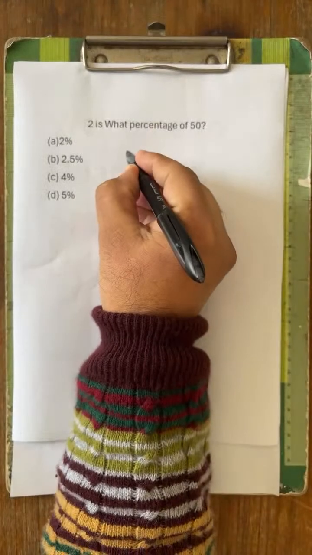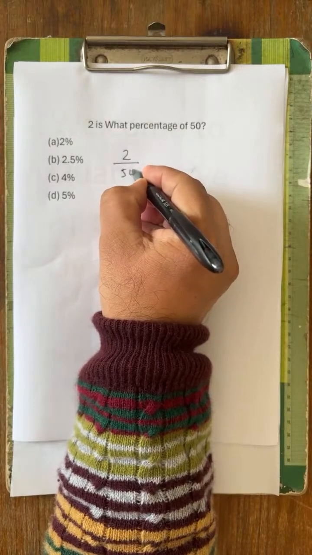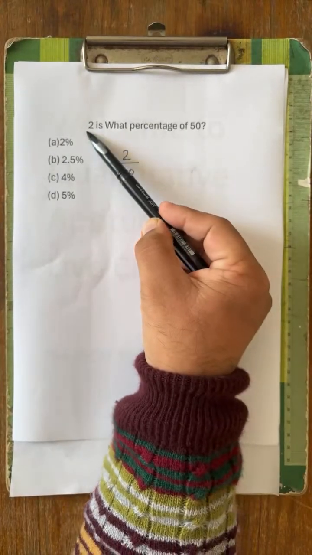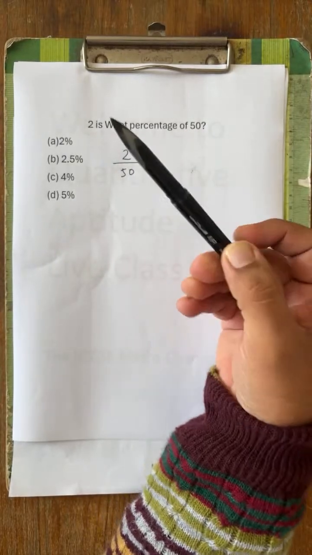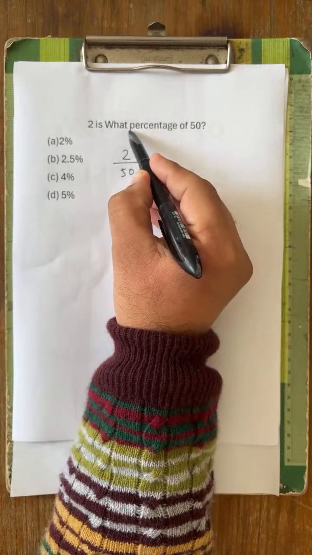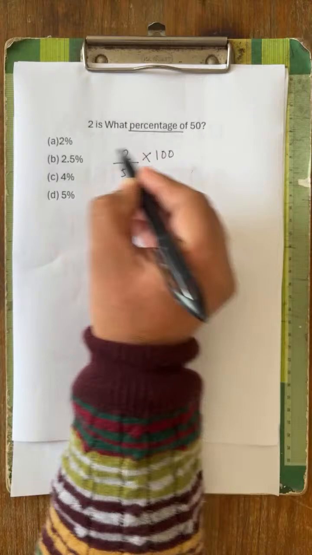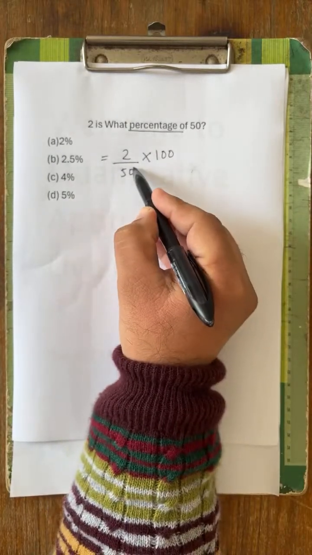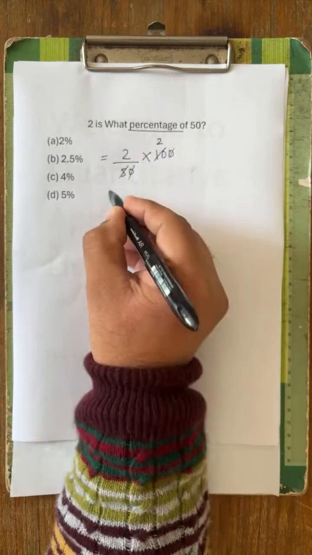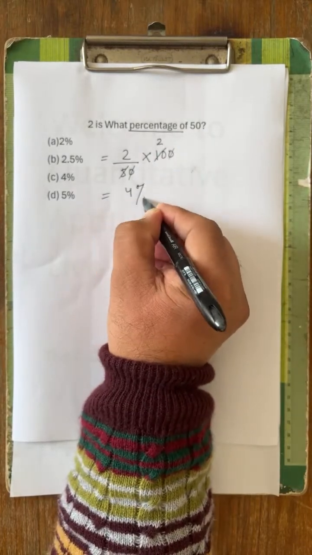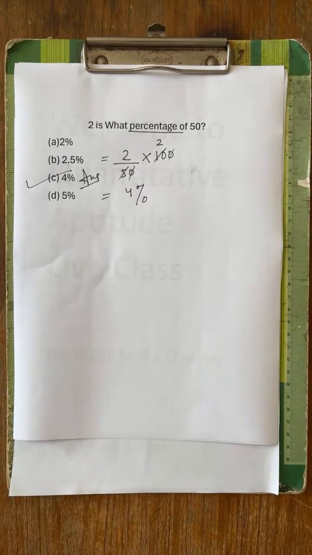So we will be writing 2 in the numerator and 50 in the denominator, because we have to find 2 is what percentage of 50. And as we have to find the percentage, we will be multiplying by 100. Now this 0 cancels with 0, 5 cancels, 5 twos are 10, we get our answer as 4%. So C, 4% will be our answer.